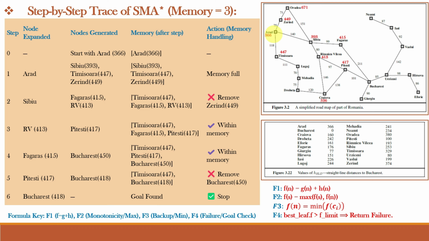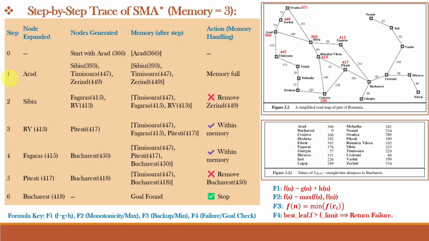Since we have just started from Arad, the start node cost is 0. So g of Arad is equal to 0. Using this formula, f of Arad is equal to g plus h, which is equal to 0 plus 366, which is equal to 366. So memory after step 0 will have Arad 366, and memory is currently not full.